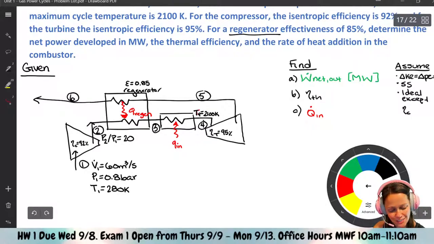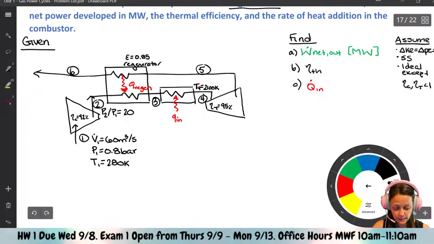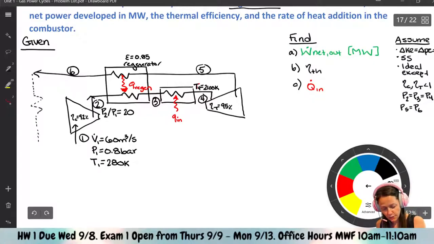It is ideal, except that the isentropic efficiency of the compressor and the turbine are less than 1. But what that means is my pressures are equal to one another, so I don't have any pressure drops where I don't want them to occur. So P2, P3, P4 are all the same, and then P5 and P6. I'm modeling this as a cycle, and while there is not a physical heat exchanger out here, I'm going to pretend that there is. This is where I'm modeling that exhaust process, so it's a Q dot out, or a little Q out, is what I'm using.